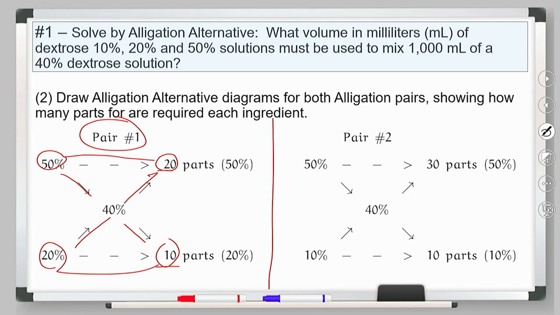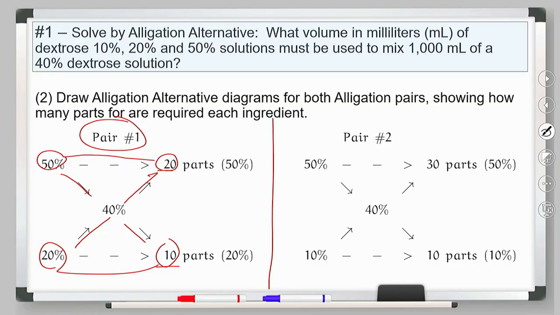So far, so good? No different than the alligations we solved before, and once we've set up our pairs, it works the same way. So now we can do the pair on the right and do the same thing, starting with the high 50 on top. The only thing different here is instead of 20, we're mixing it with the 10%.